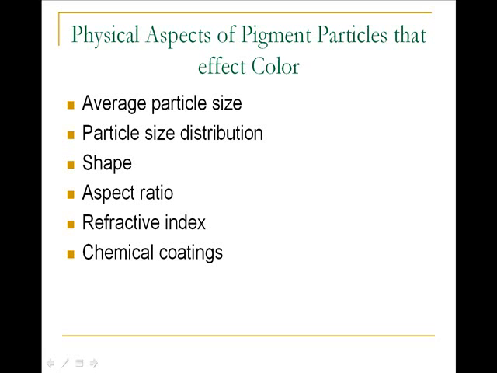When we talk about a large number of particles that we have in our pigment, they're not all the same size. We can measure the particle size several different ways, and one of them is the average particle size. So we add them all up and divide by how many they are and find the average particle size, just like we find the average of anything else.